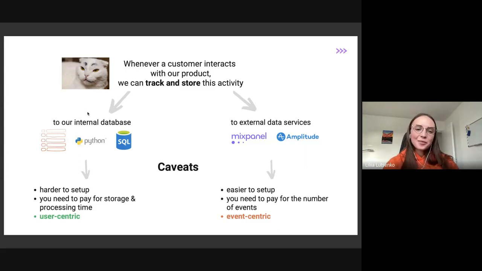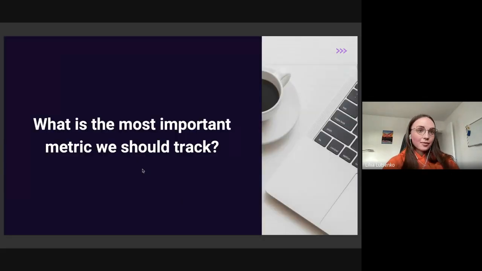And I would say when it comes to storing data in an internal database, either you have to learn SQL or you have to hire an analyst who knows SQL to make use of this data. Yeah, this is the part about analytics systems.